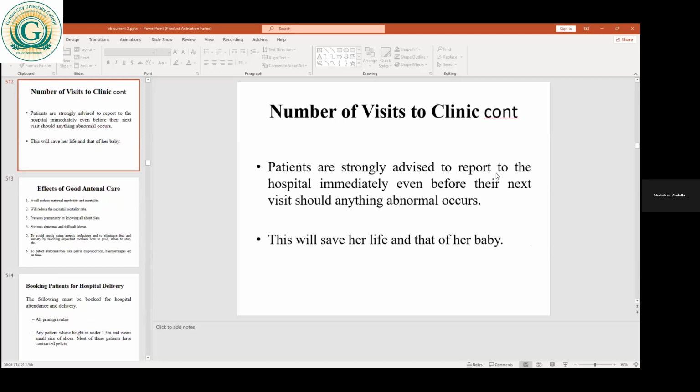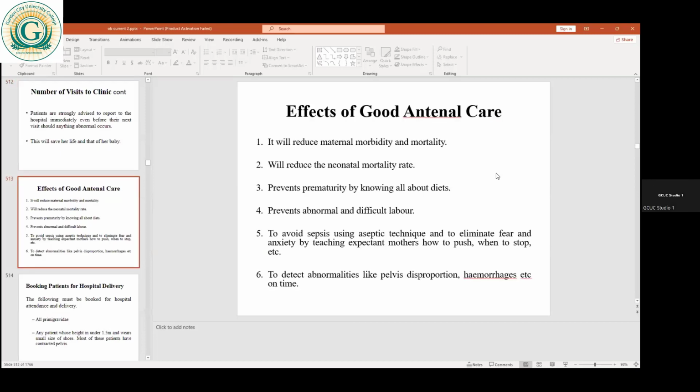Number of visits to clinic. No, sir, the antenatal, we haven't done that one. Next week, I think the time is almost up. Next week, we start with effect of good antenatal care. All right, and then the anatomy part will be pelvis. So go and prepare pelvis. Antenatal care, we haven't done that one. Which one? The antenatal care.